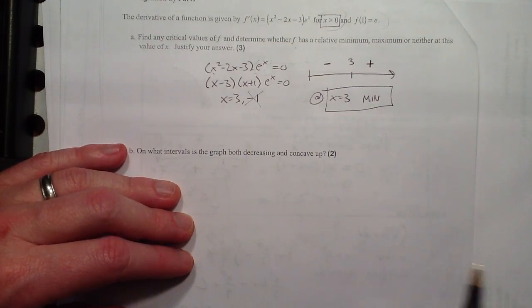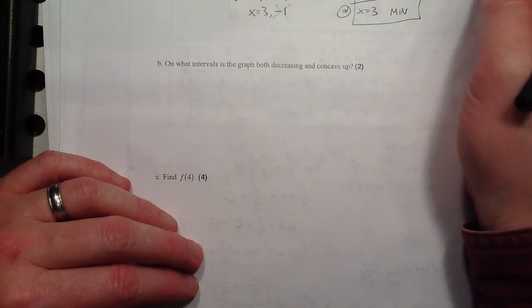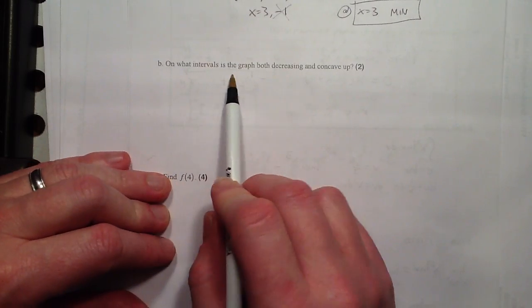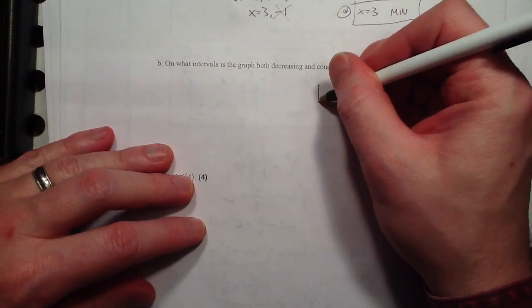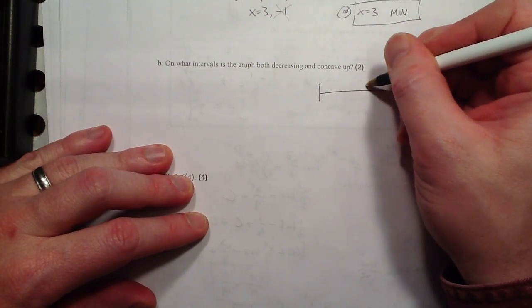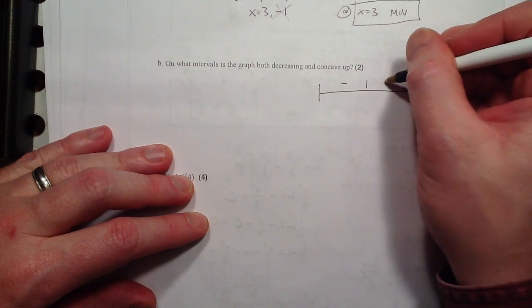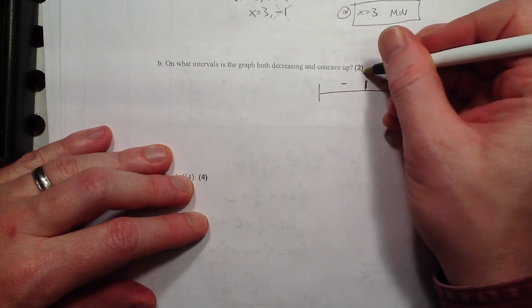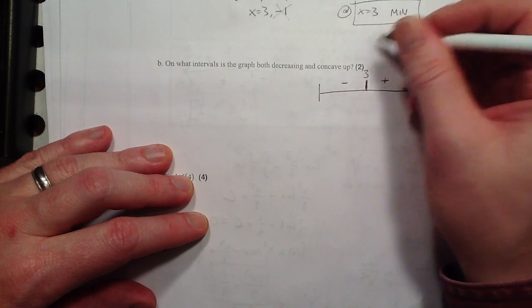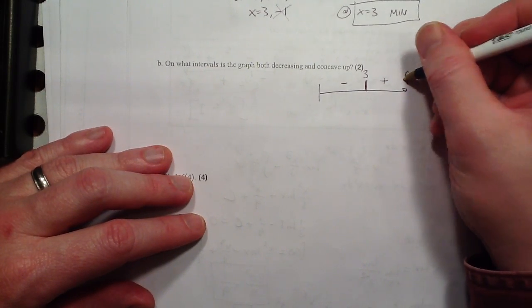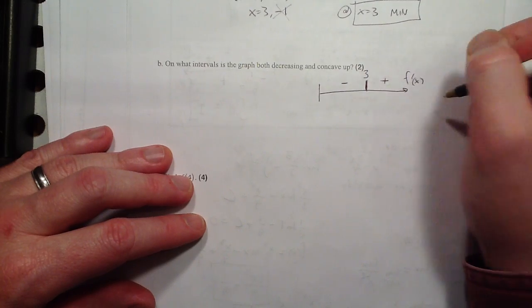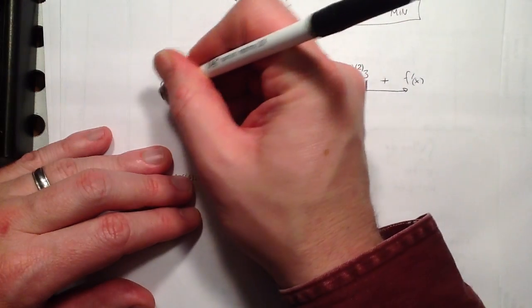Right? Our justification is our sign chart. On what intervals is the graph both decreasing and concave up? Well, we've got that part of it from part A. This is what the derivative's doing. Now let's find what the second derivative's doing.